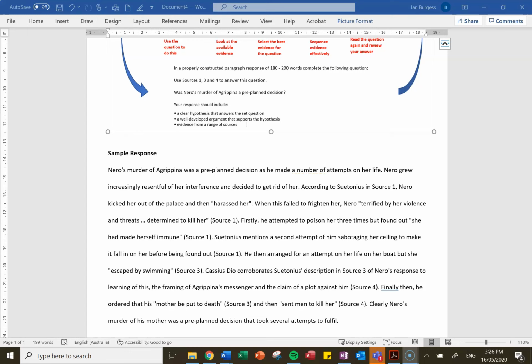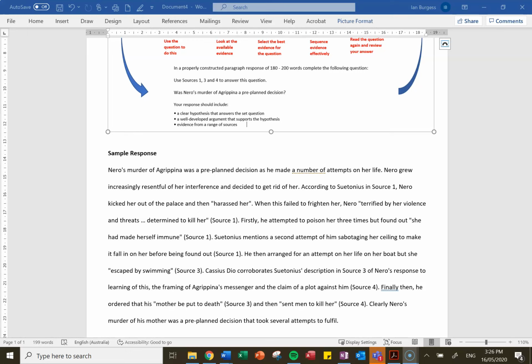Finally then, he ordered that his mother be put to death and then sent men to kill her. So source 3 and source 4 then underline that decision by Nero to have his mother killed. So having survived the previous attempt at drowning, he's now just going to have it and do it the dirty way, and actually have her killed by his soldiers.